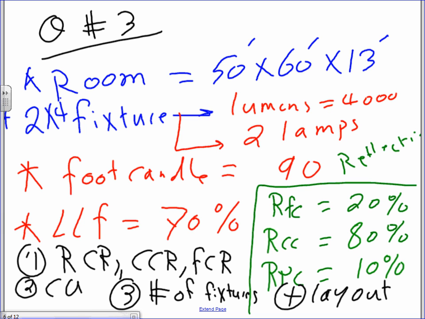Okay, so if you guys look at this, any question about what's given for you? Room cavity ratio. Make sure you go to page 84 in this book, because we need to find the coefficient of utilization from there. So we find the floor reflection, ceiling reflection, and wall reflection. Okay, let's go ahead and plug them in.